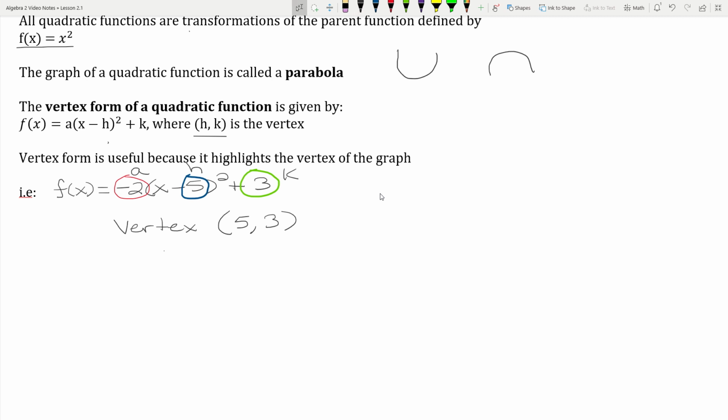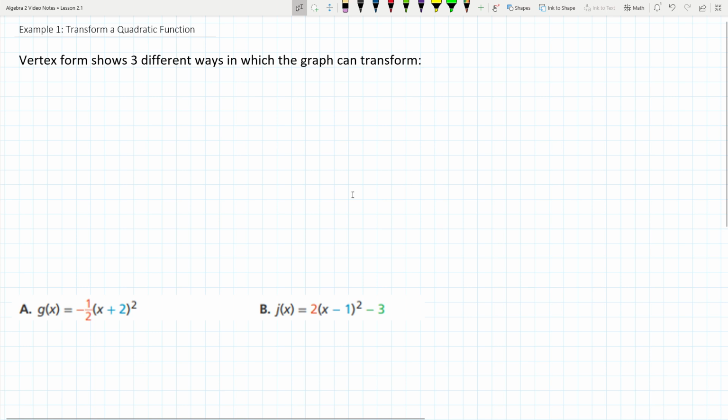All right, let's look at an example. Before we do the example, let's show you the 3 different ways that the vertex form can transform a function. Again, let me write out what the vertex form is. We have f of x equals a times x minus h squared plus k.